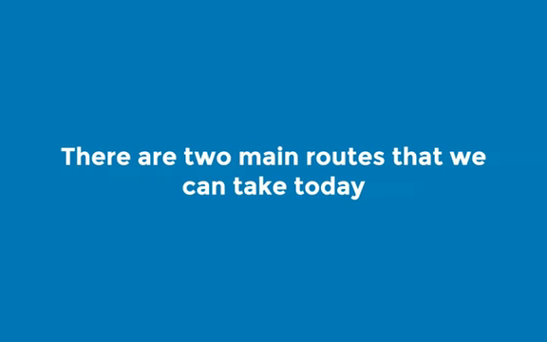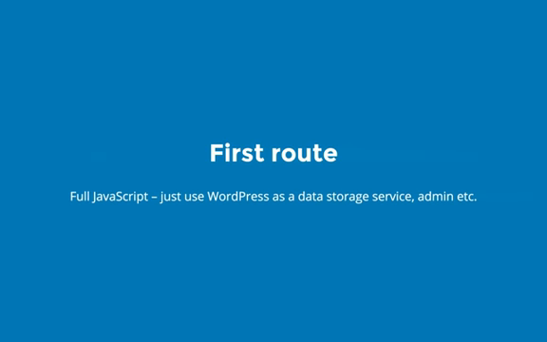So how can I get started, you may be wondering. I would say that there are two main routes that we can take today. The first route is like the Sunday Times example that I showed at the start. So that's full JavaScript. They're using Angular.js for the interface, and they're just using WordPress as a data storage service and the admin side and everything else. That's perfectly fine, and I don't have any problem with that.